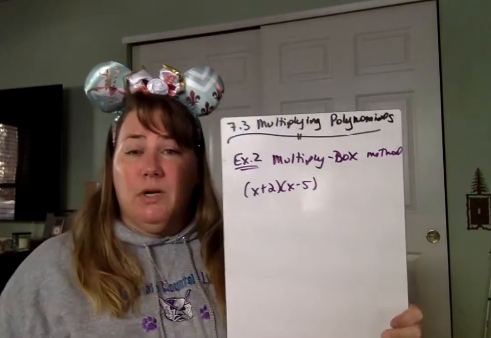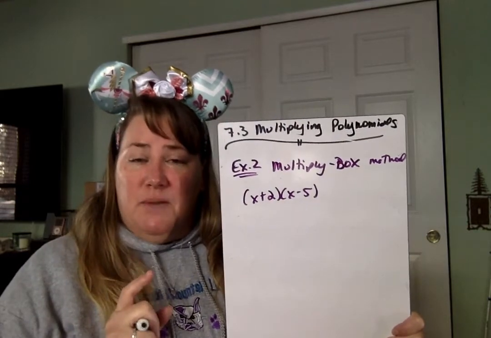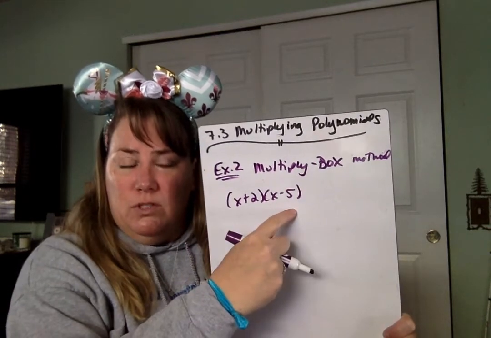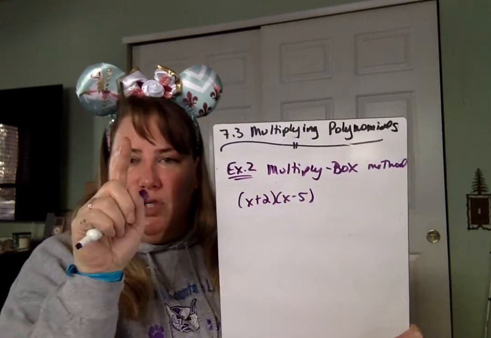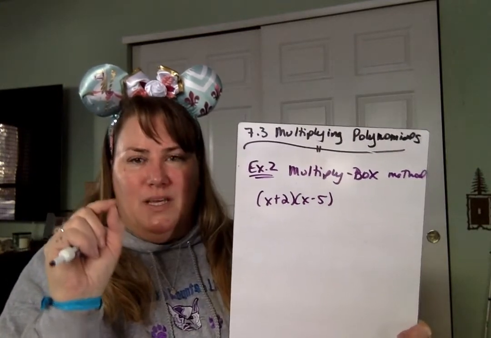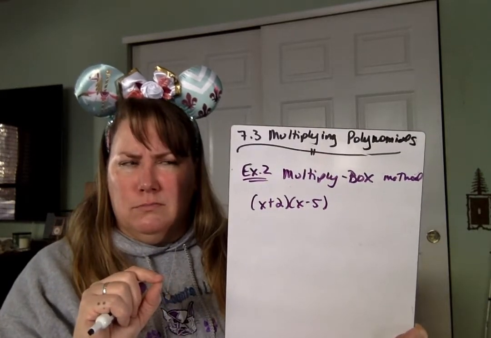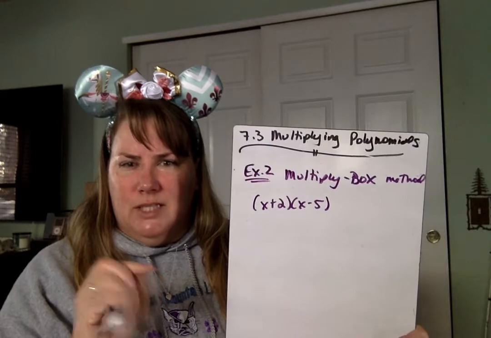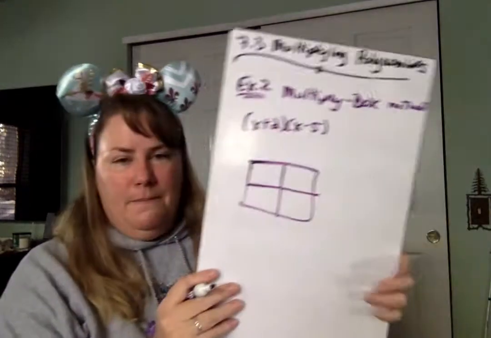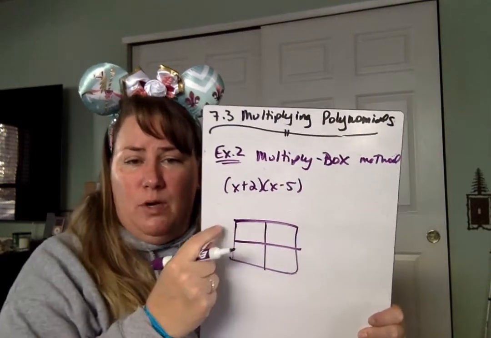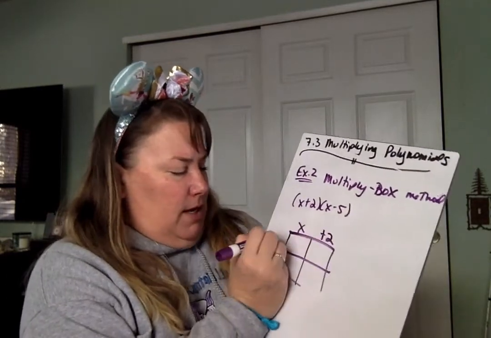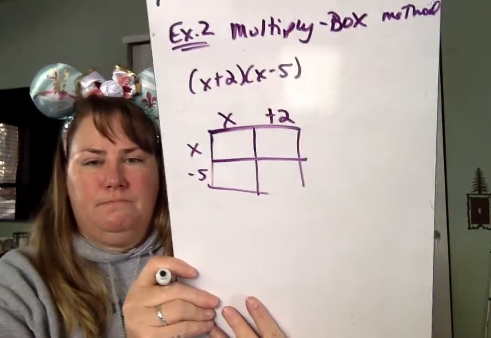Okay, here we go with the box method. The size of your box is based on the size of your polynomials. This is a binomial times a binomial. So this is a 2-term and a 2-term. So that tells you you're going to set up a 2 by 2 box because you want your box to be as big as the number of terms you have. Okay. So let's just set up a 2 by 2 box. And then one of your binomials goes on top, one of them goes down the side. It doesn't matter which one goes where. I just put the first one up top and the bottom one down the side.